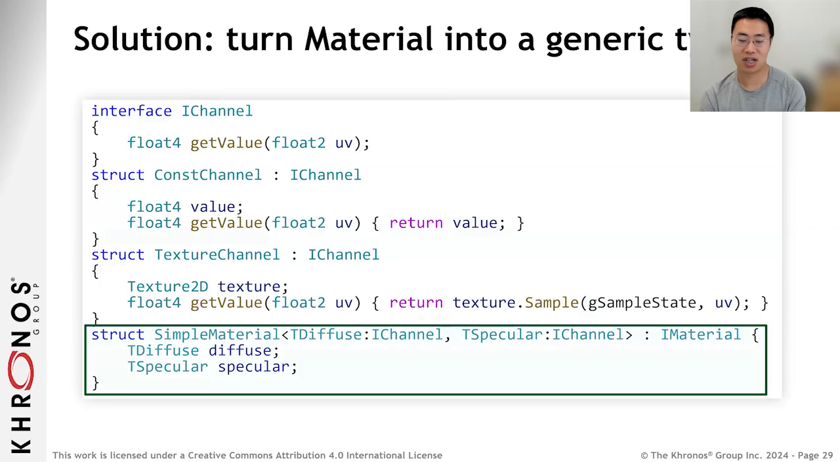And with this, I can change my simple material type into a generic struct itself that is parameterized on the channel type for diffuse and specular. And I don't need to change anything about my fragment shader entry point, because with this, I just need to specialize the same entry point with different specializations of this simple material type, right?